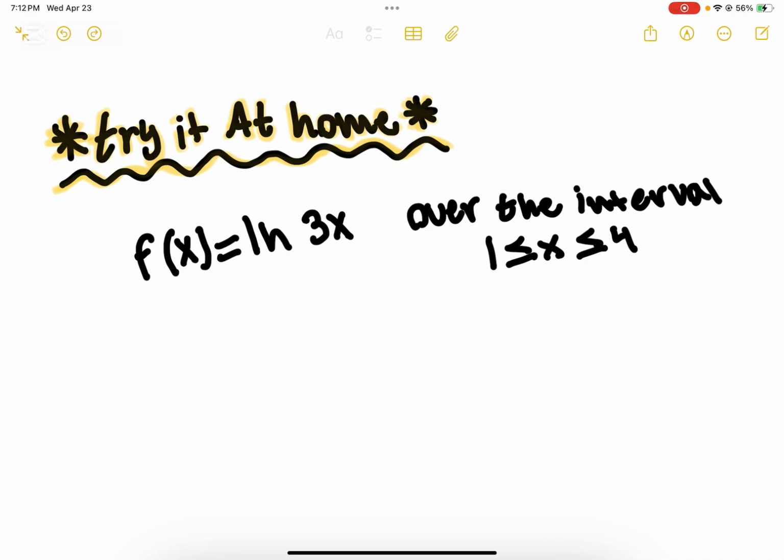So that is the end of the notes, the 1.2 notes, rates of change.